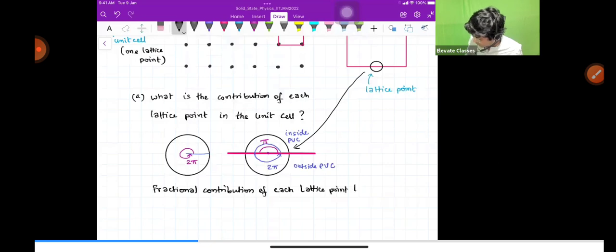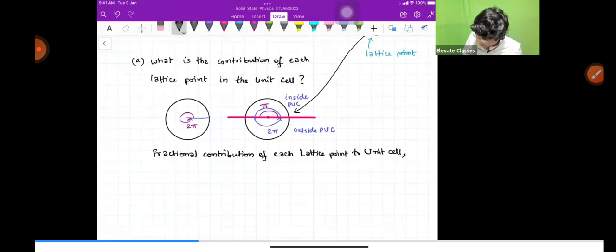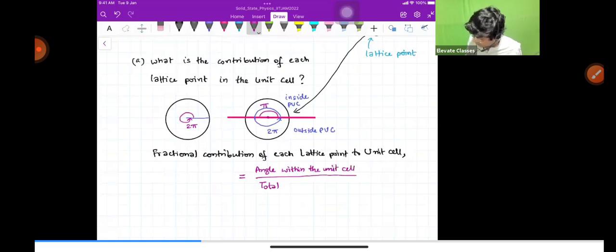Okay, to unit cell. Okay, so how do you get it? You can just take the ratio. So inside angle and the total angle. Inside angle, I mean the angle which is within the unit cell. Angle within the unit cell means the part which is subtending the angle at the center.